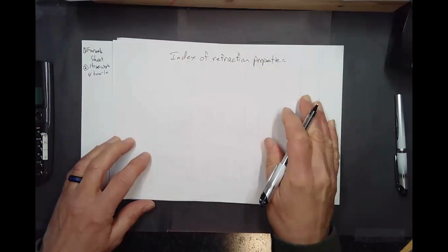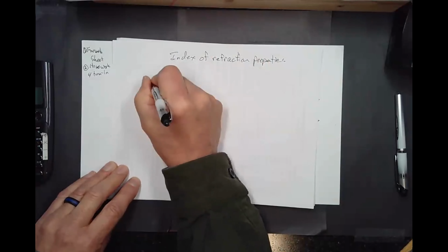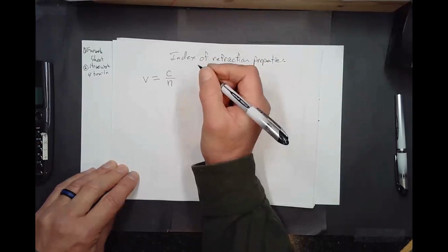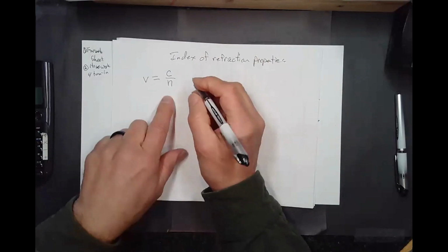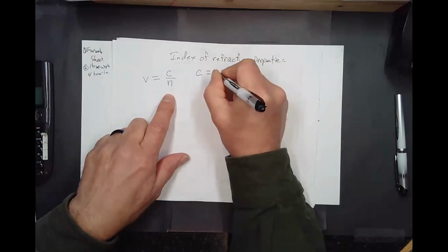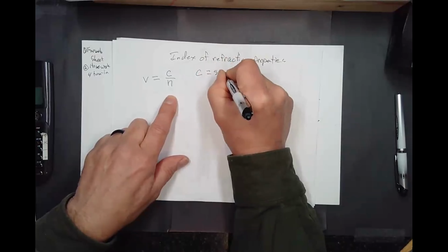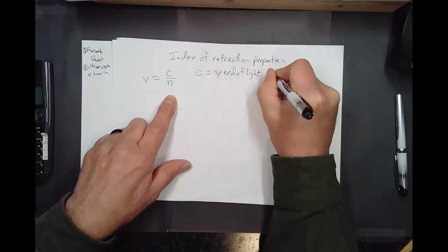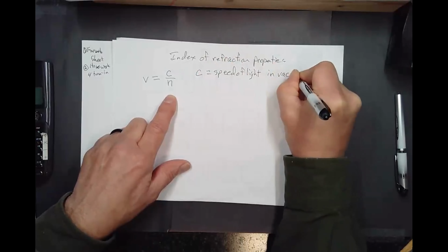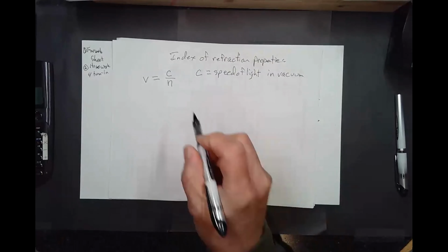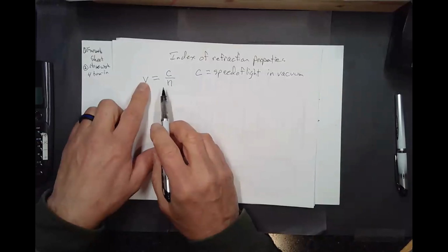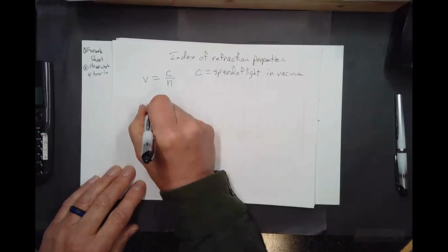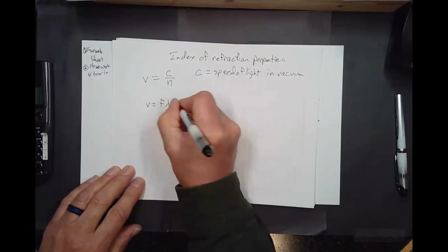Index of refraction properties. Well, one is that the speed of light in a material is equal to c divided by the index of refraction of that material. C, by the way, I didn't say this, is the speed of light in vacuum. Okay, so that's something that happens. Something else that happens is because v is going to equal f lambda.